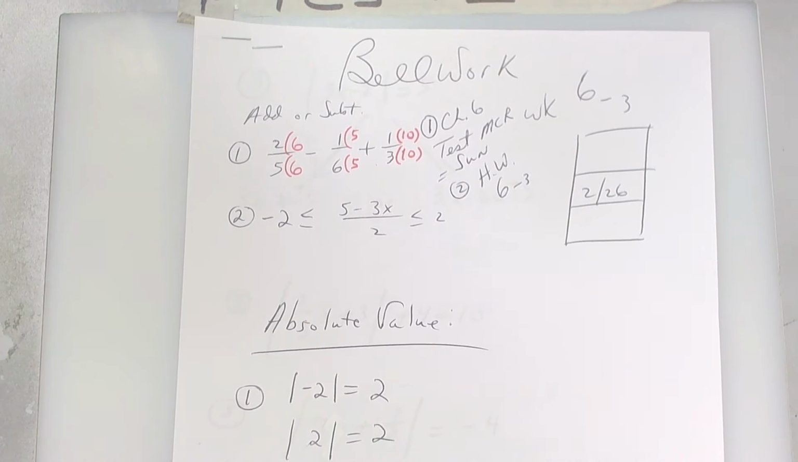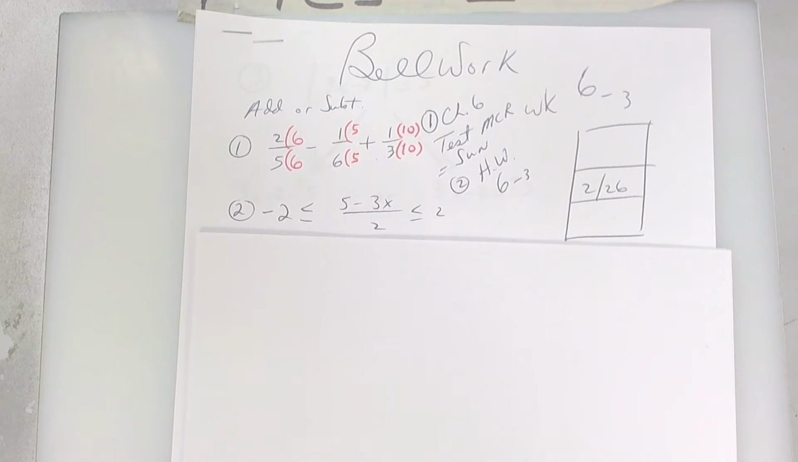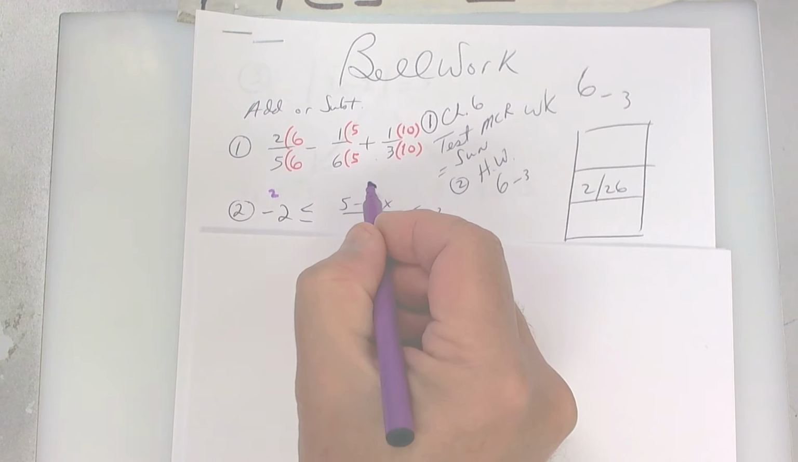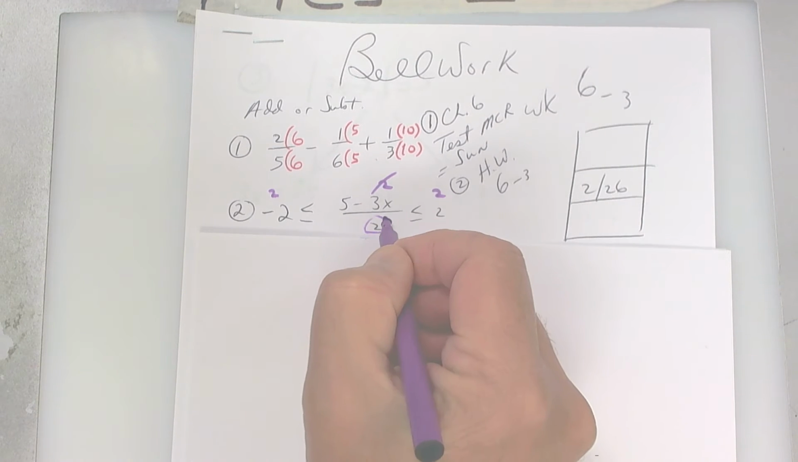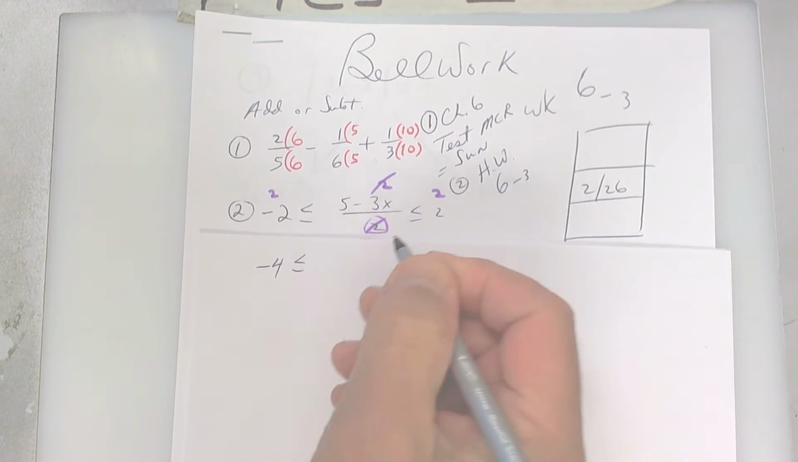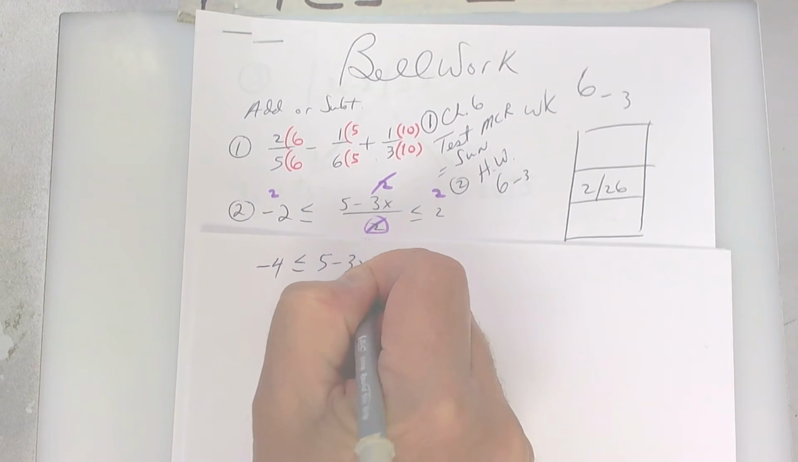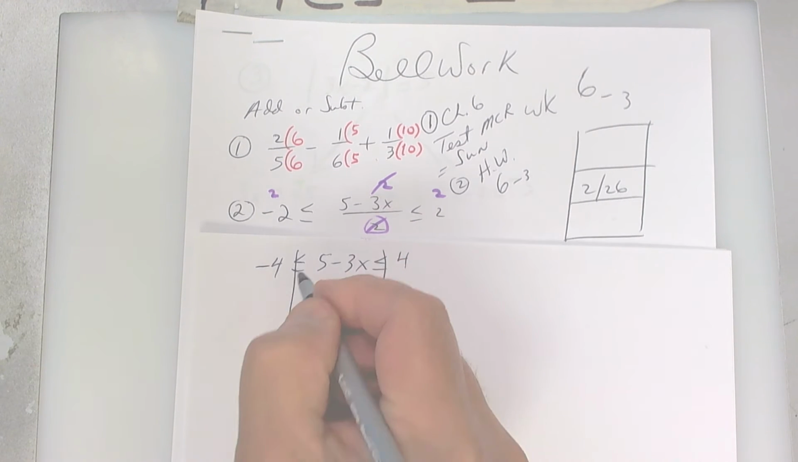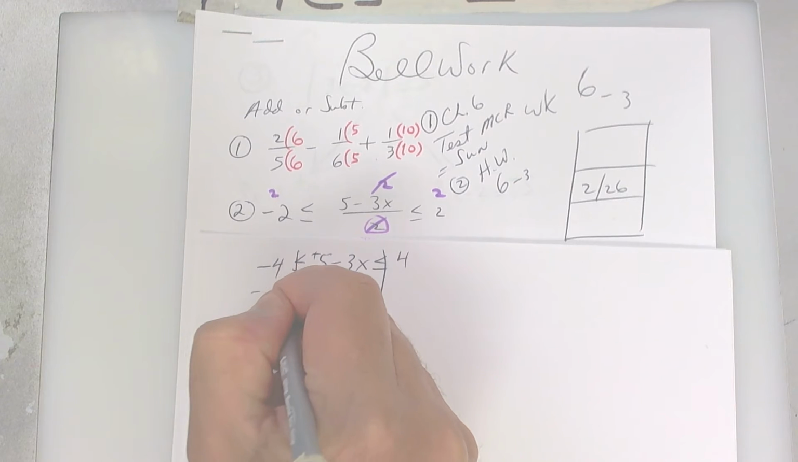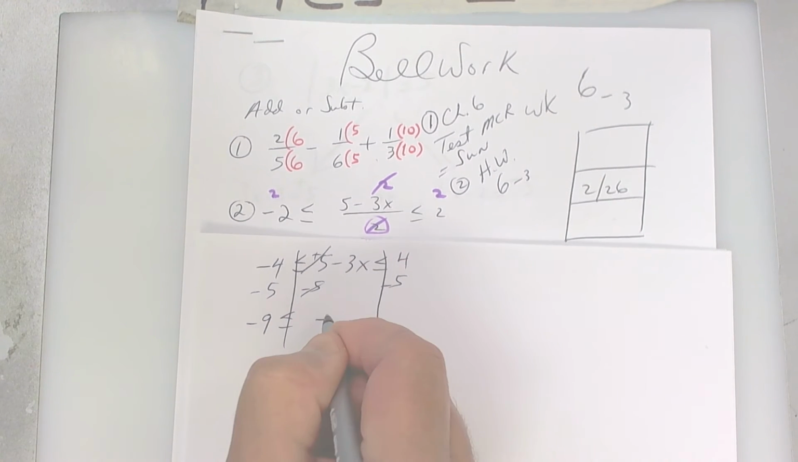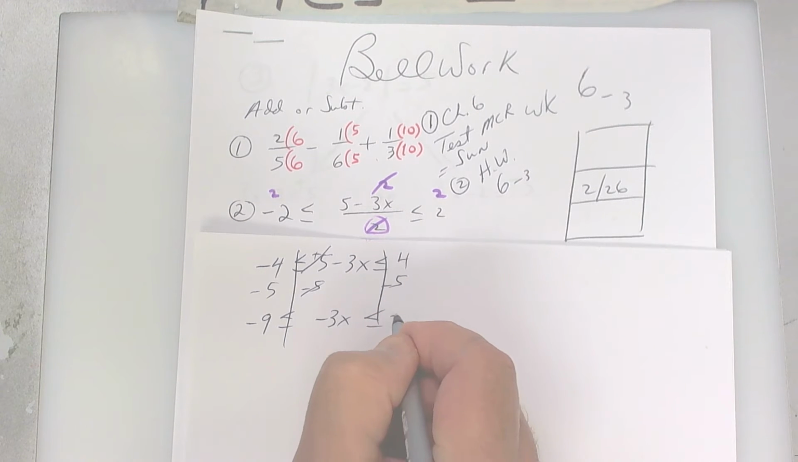Next, number 2. This one right here you had yesterday. You're going to multiply everything by 2 to get rid of that 2 down here. So when you multiply by 2, the 2's cancel here. So you're left with a negative 4, 5 minus 3x, and then 2 times 2 is 4. Draw a line. This is a compound inequality. You want to subtract 5 from all 3 sides. And this gives you a negative 1.